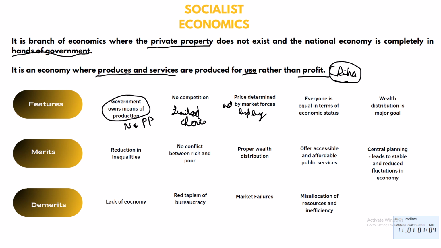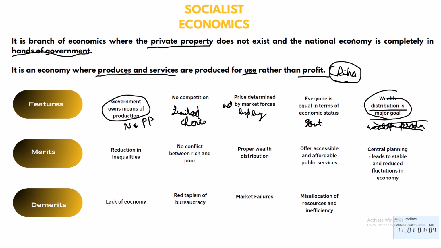Everyone is equal in terms of economic status in the eyes of government. See, everyone is equal according to the government because all the production happens through the government. Here wealth distribution is the major goal, not wealth production. Wealth production is not the major goal, whereas wealth distribution is a major goal of the socialist economy.